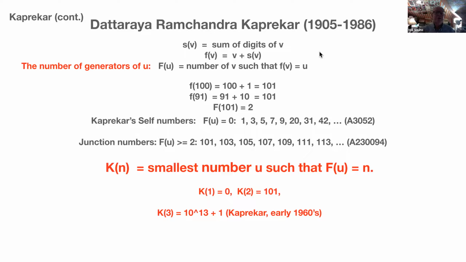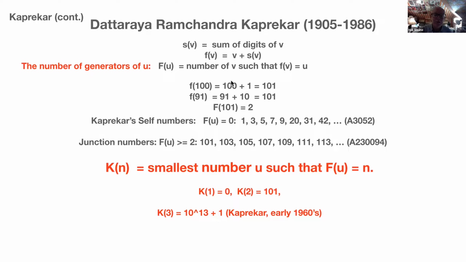And here's a question that he liked a lot, and it's an appealing question. Look at the sum of the digits of V, call that S of V, and add that to V. So V plus S of V, number plus the sum of digits, is little f of V. And capital F of U is the number of V's which end up at U. So U is a target. We want to find a V such that V plus S of V is equal to U. And these are called generators of U.